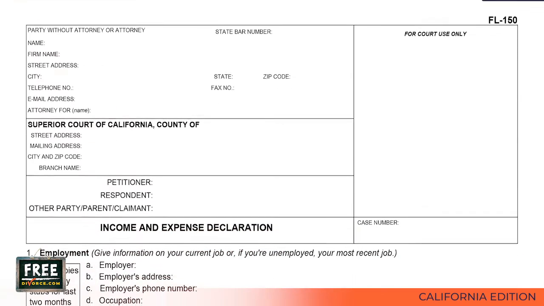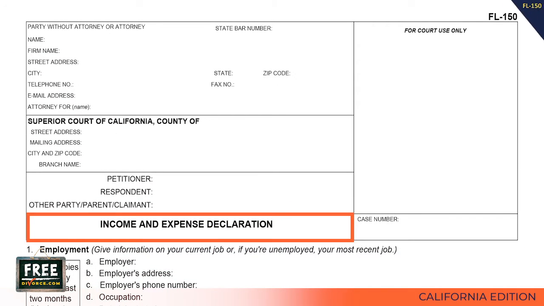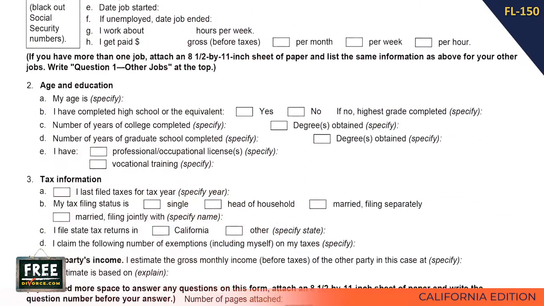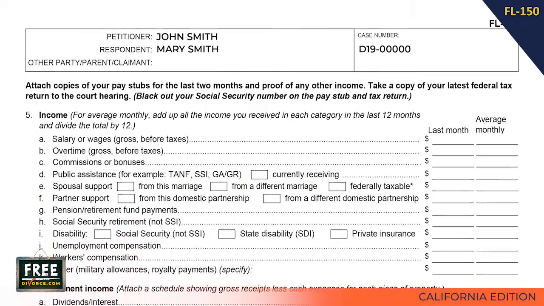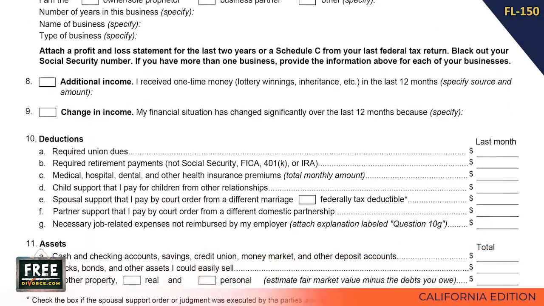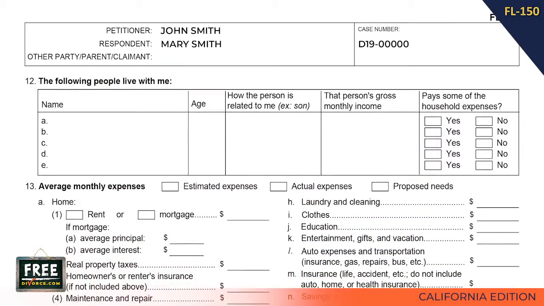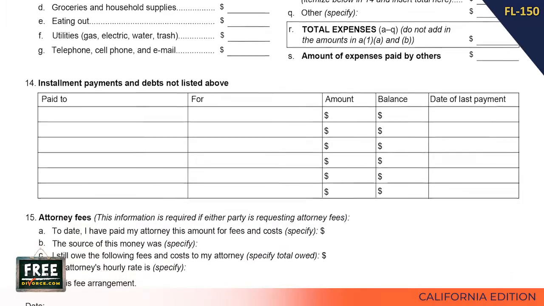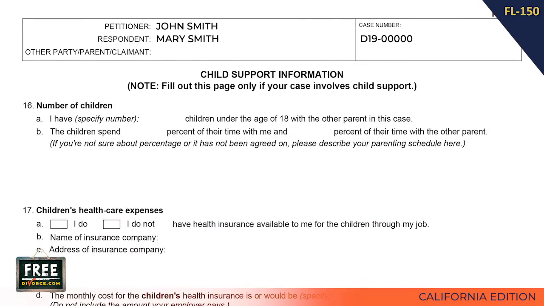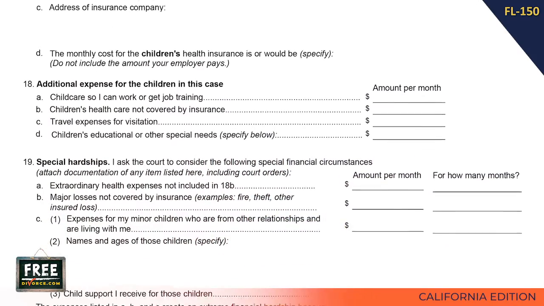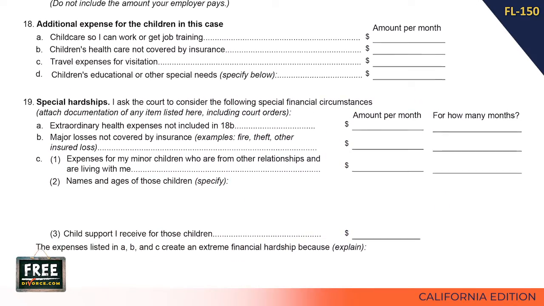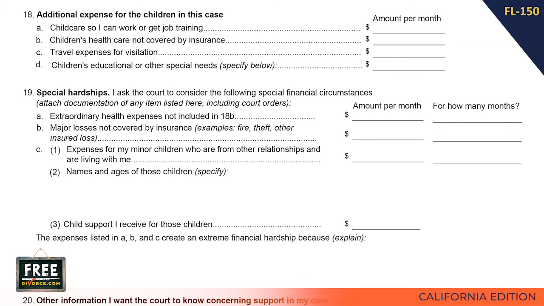And would you briefly describe the income and expense declaration, which is the FL-150? This is also a 4-page form. On page 1, you will provide information about your employment, education, and tax filings. On page 2, you will provide information about your income. On page 3, you will list information about your expenses. On page 4, you will provide information about various other matters. You'll also attach 2 months' worth of paycheck stubs to this form, or a Schedule C and a profit and loss statement if you're self-employed.